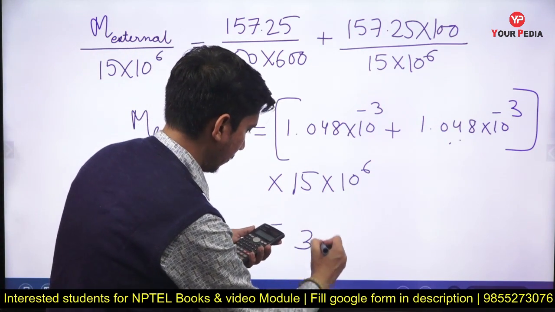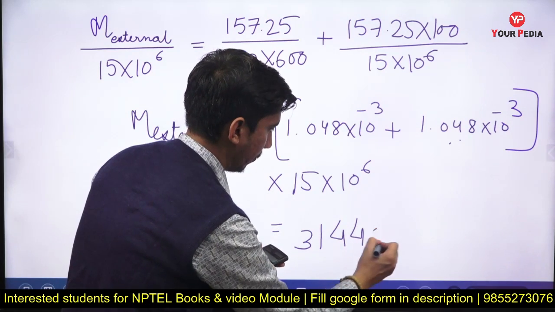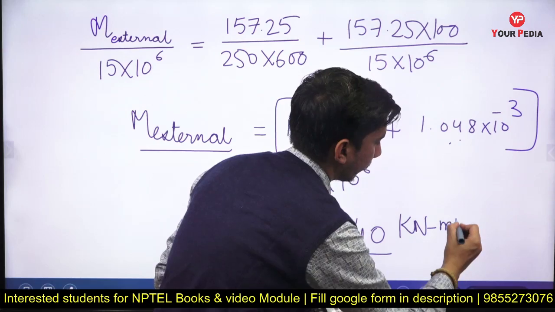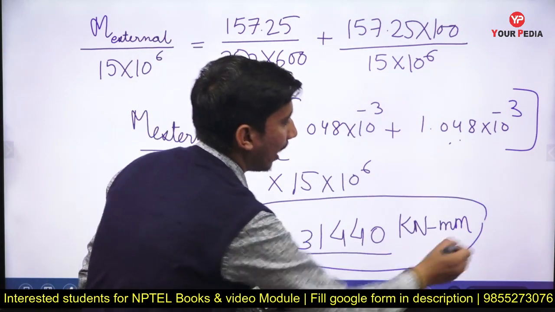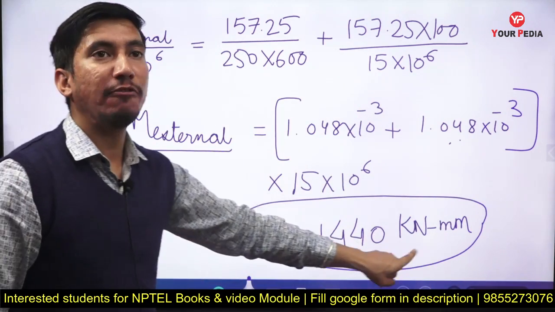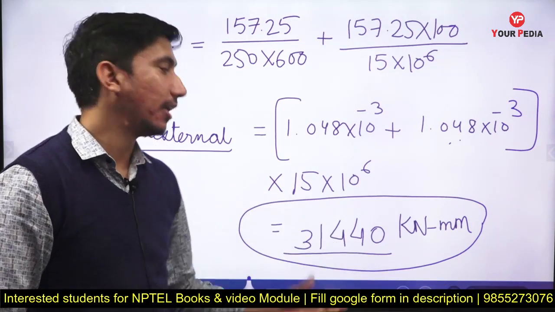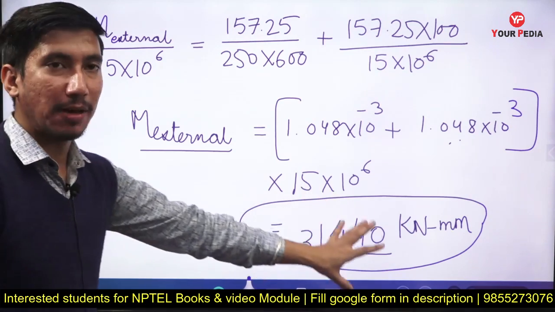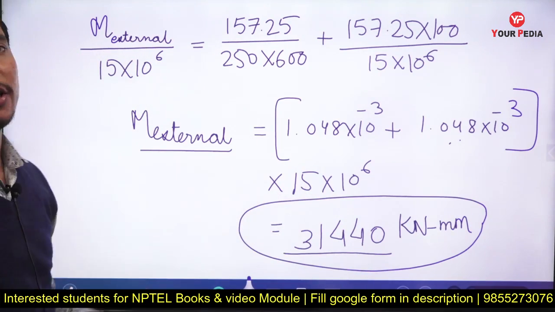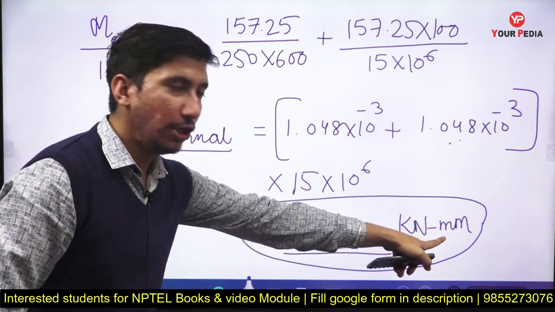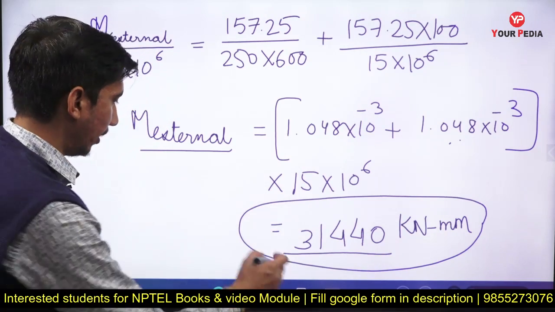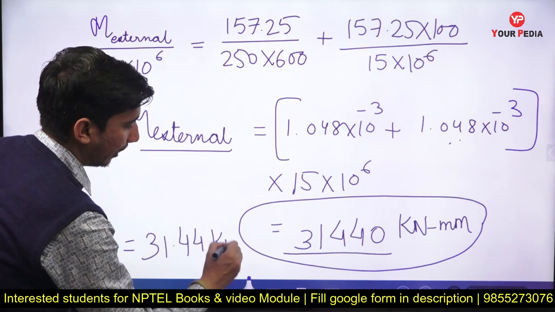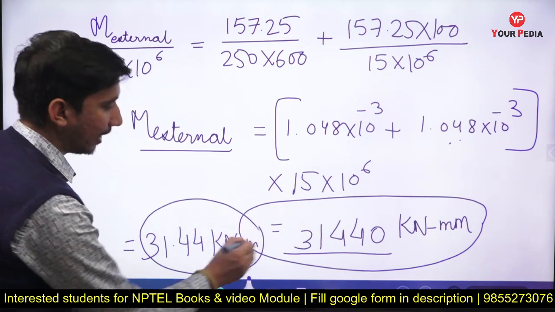This is equal to 13440 kilonewton millimeter, because we have put our force in kilonewton and we have put our linear dimension in millimeter. So this is the maximum bending moment that can be applied. By applying this maximum bending moment, we'll have zero tension at the bottom. We can convert into kilonewton meter, which is the most common unit, that it will be equal to 31.44 kilonewton meter. This is the maximum bending moment we can apply.